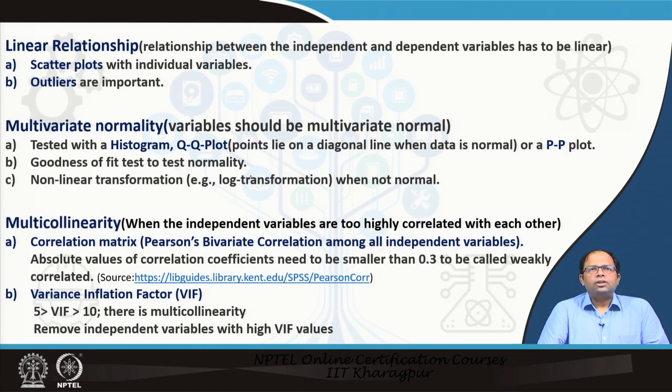So, let us talk about those assumptions. The first assumption is linear relationship, that means the relationship between the independent and dependent variables has to be linear. This could be easily checked if we do a scatter plot with individual variables, and we also need to be careful about the outliers.